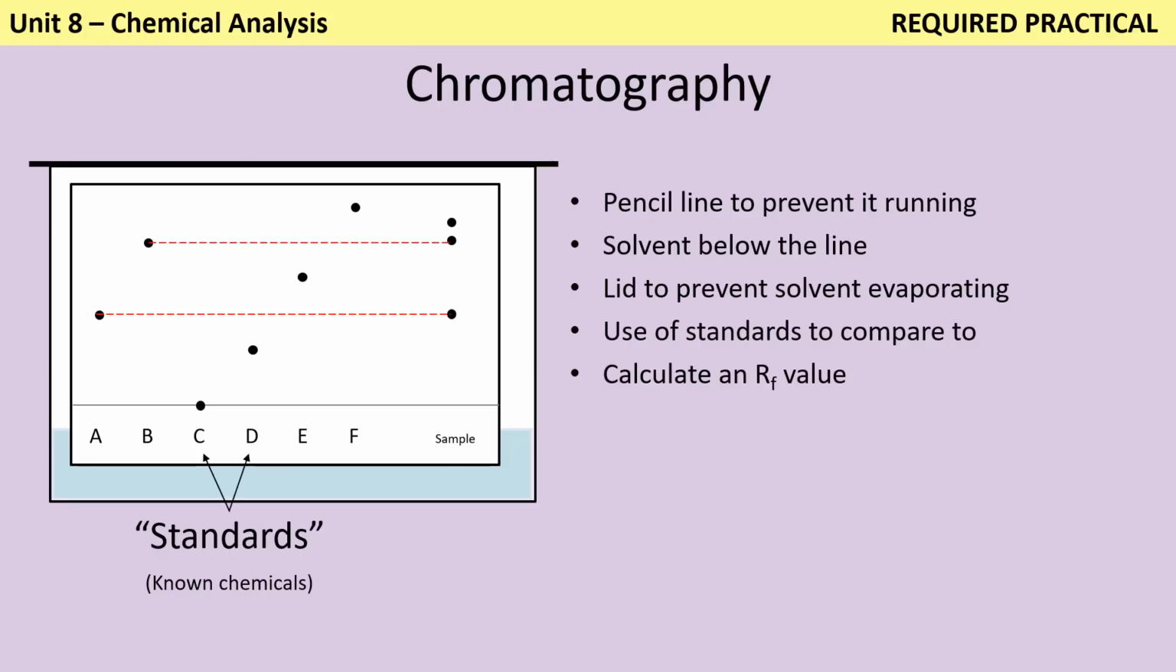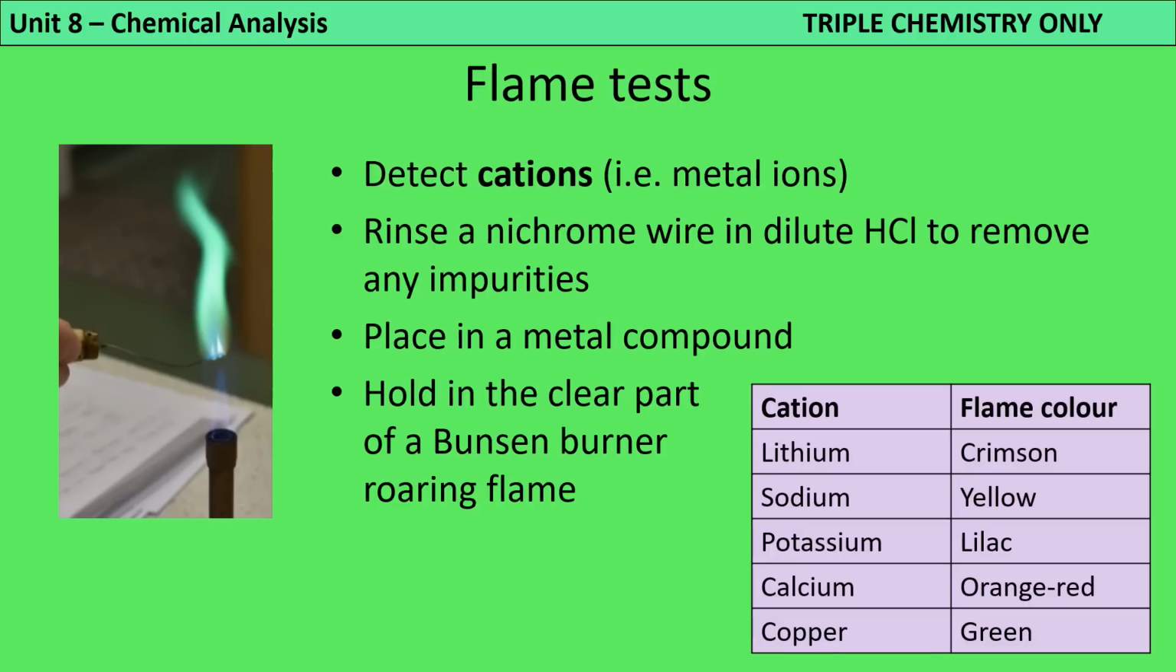As we've said, on that start line, as well as your sample, you're going to put some standards that you can compare it to. And then at the end, you're going to measure the distance travelled by everything and use these numbers to calculate an RF value. Now again, if you're doing combined science, you can skip ahead to chapter 9, but if you're doing triple science GCSE chemistry, there are a few more bits we need to cover.